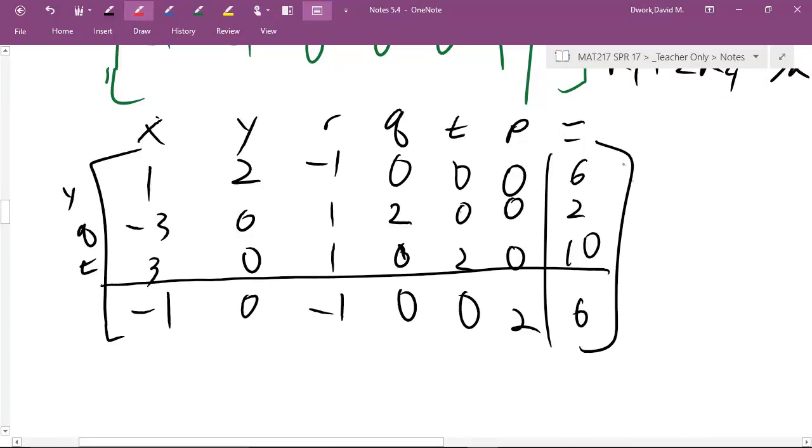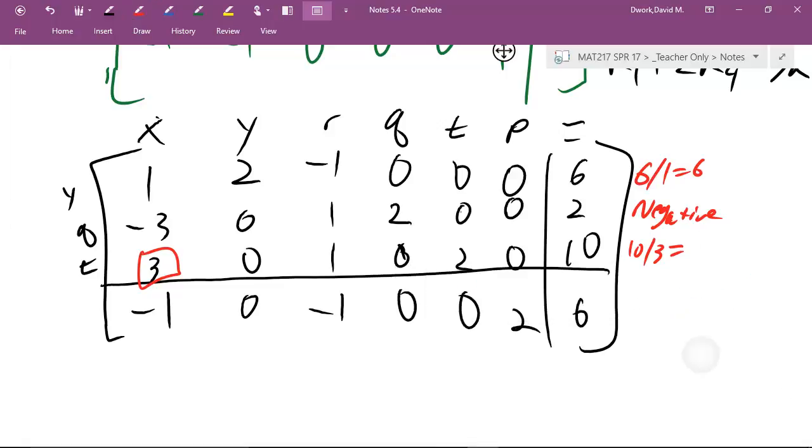So that means we now need to test our pivots. So we're going to have 6 divided by 1, which is 6. 2 divided by -3, I can toss out. I don't even care because it is negative. There we go. And then this last column is 10 divided by 3, which is smaller than 6. So therefore, our pivot is going to be there.